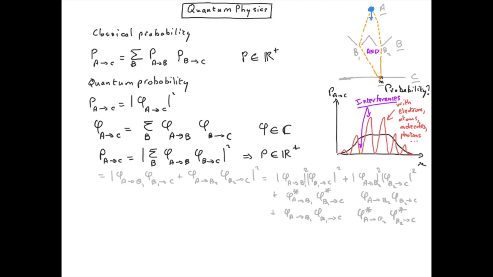We recognize the classical probability in the first line. But in addition, we see in the second and third line that we have new terms, and these terms are purely of quantum origin. In particular, you can notice that they are products of amplitudes of probabilities for B1 and B2. This means that this accounts for the fact that the ball is going by both B1 and B2 at the same time.